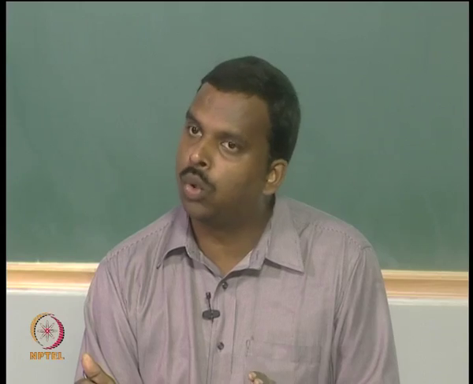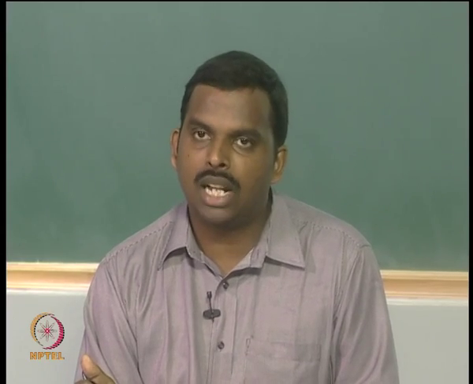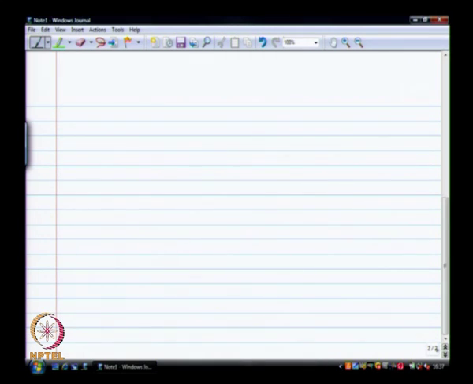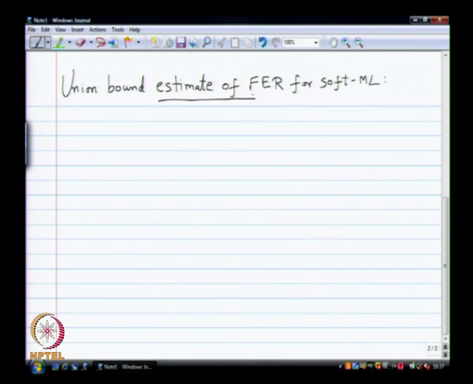So we have to next move towards low density parity check codes, but before that I want to quickly point out one thing which we missed when we looked at the soft ML decoder. So we are going to go back to what is known as the union bound estimate. Estimate of what? Estimate of block error probability, let us say FER, for soft ML decoding. Okay, it is kind of a long title, but that is essentially what we are going to do next.